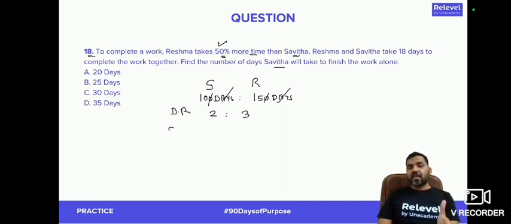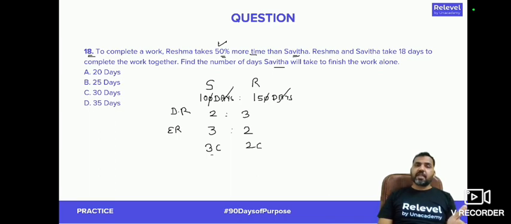And we know that days ratio and efficiency ratio are inversely proportional to each other, right? If you are taking fewer days to do the work, that means your efficiency is more. The efficiency ratio would be 3:2. That means if Savita can eat 3 chocolates in a day, Reshma will be eating 2 chocolates in a day. Or you can also take it as any unit. If Savita is binding 3 books, Reshma is binding 2 books.